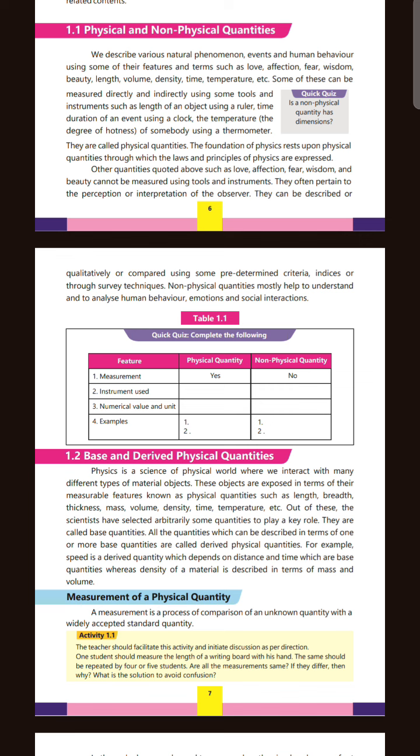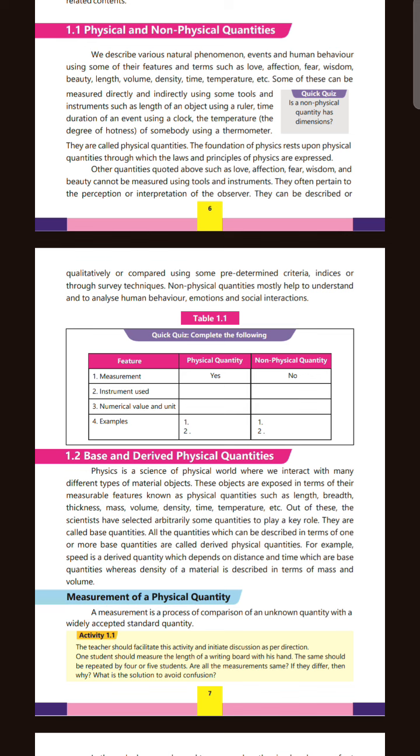Now we will discuss 1.2, base and derived physical quantities. First of all, we will see the definition of base and derived quantities. Base quantities are those which are the foundation for other quantities which exist already. They are not derived from other quantities, like length.